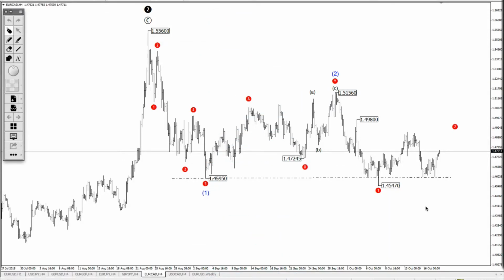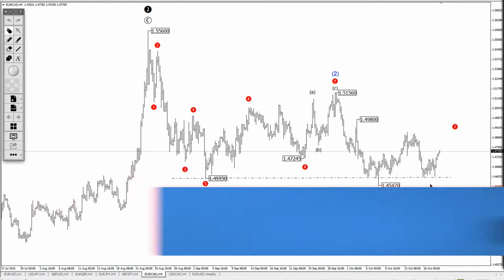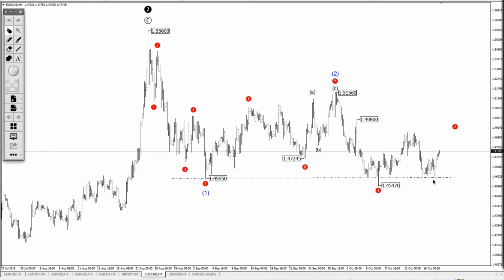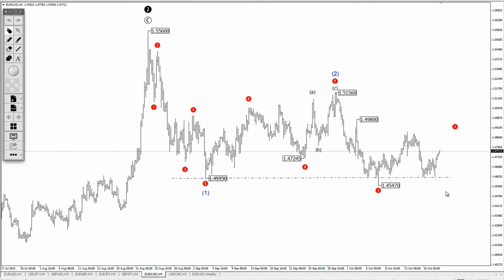Okay, let's start with Euro Canadian dollar today. We entered a sell order yesterday here that didn't play out. This strong support level still held, a little under 146, approximately 145.97. And since then we have had an upwards move, mainly due to Canadian dollar weakness.